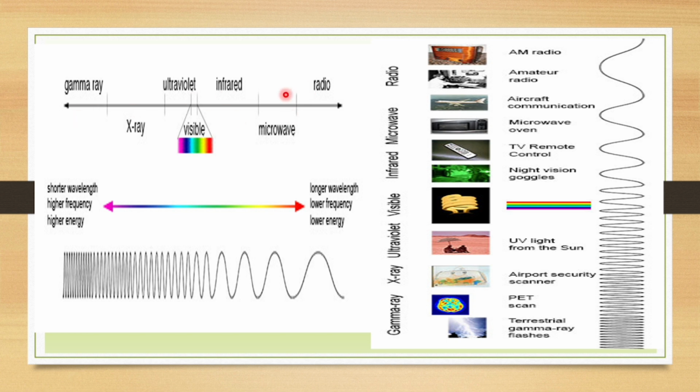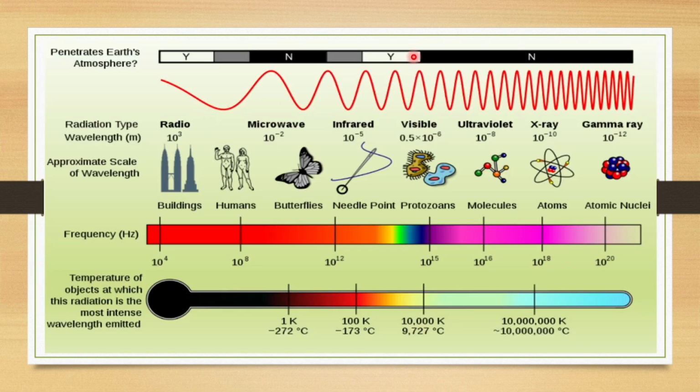So this is the difference between different waveforms in the electromagnetic spectrum. This is another graphical representation of different waveforms.